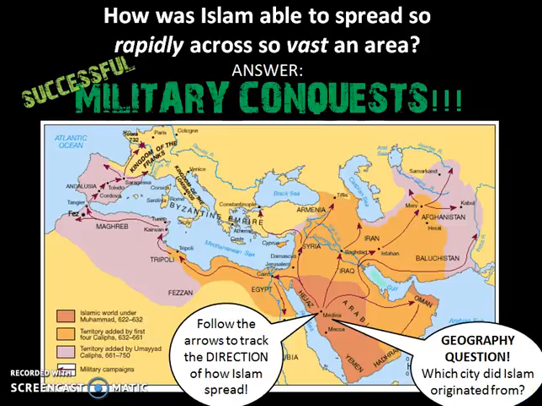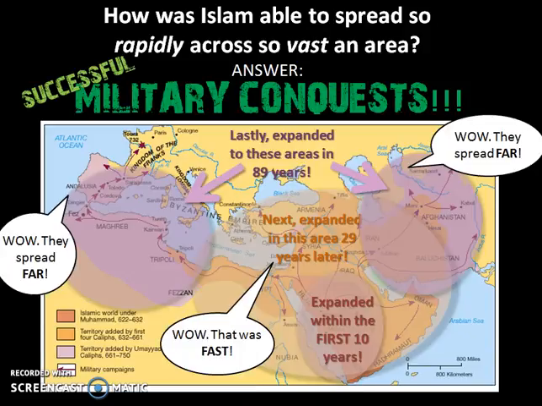Another reason how Islam was able to spread so rapidly across so vast an area was due to the Muslims' successful military conquests. You can see that Islam originated from the city of Medina, and it was able to spread out west, to the north, and to the east. This map also shows you the speed in which Islam was able to expand and the extent of the territory that they were able to expand to.